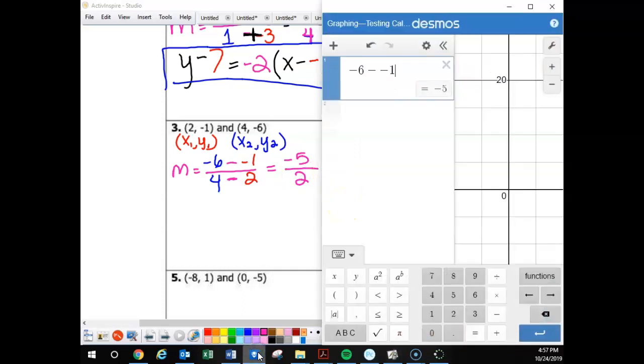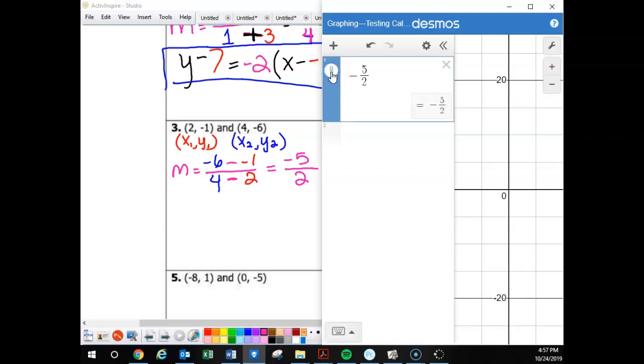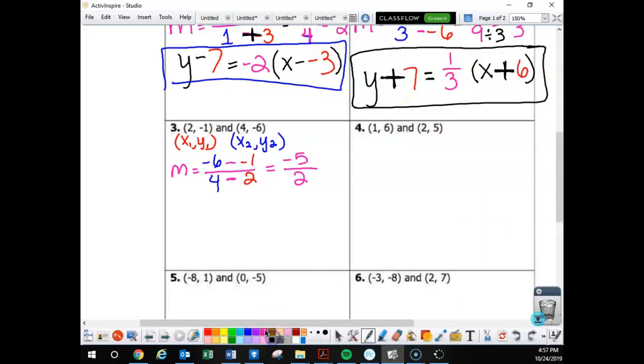Now let me check if I can reduce this. Negative 5 divided by 2. Since these are the same, I can't reduce them, so I'm just going to leave it as negative 5 over 2. And so I already know that it's going to look something like this. Now I just have to fill in the rest. So y1 is negative 1, my m is negative 5 over 2, and my x1 is positive 2. I have to check for double negatives, and that's right here. So this is y plus 1 equals negative 5 over 2 times the quantity x minus 2.